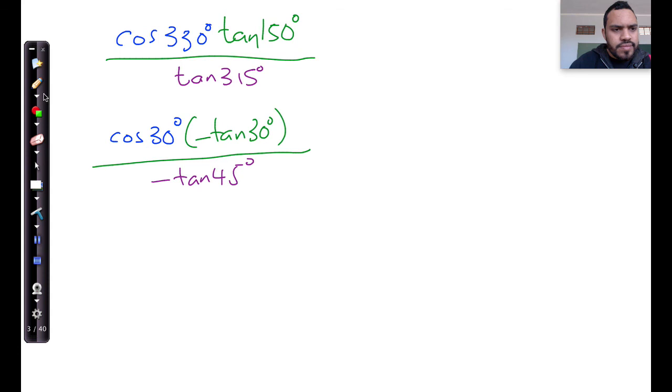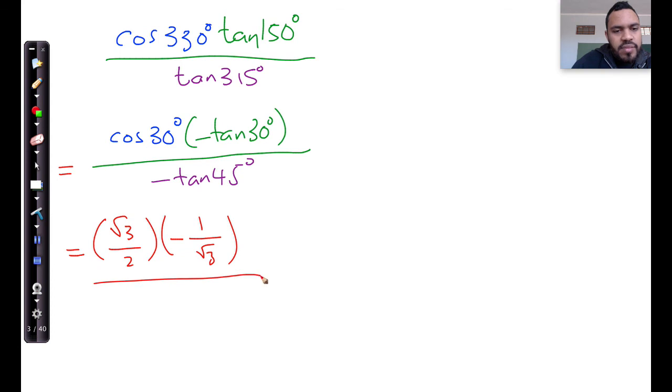Okay. At this point, because all of these things are special angles, I can immediately go and put in what I'm working with. Cos of 30 degrees is root 3 over 2, right, which is the same as sine 60. And then negative tan of 30, the equivalent of that is negative. Tan of 30 degrees is going to be 1 over root 3, or root 3 over 3. So I'm going to put that as 1 over root 3, because that's a little bit easier. Divided by negative tan of 45, so that's negative. Tan of 45 is equal to 1, so it's negative 1.